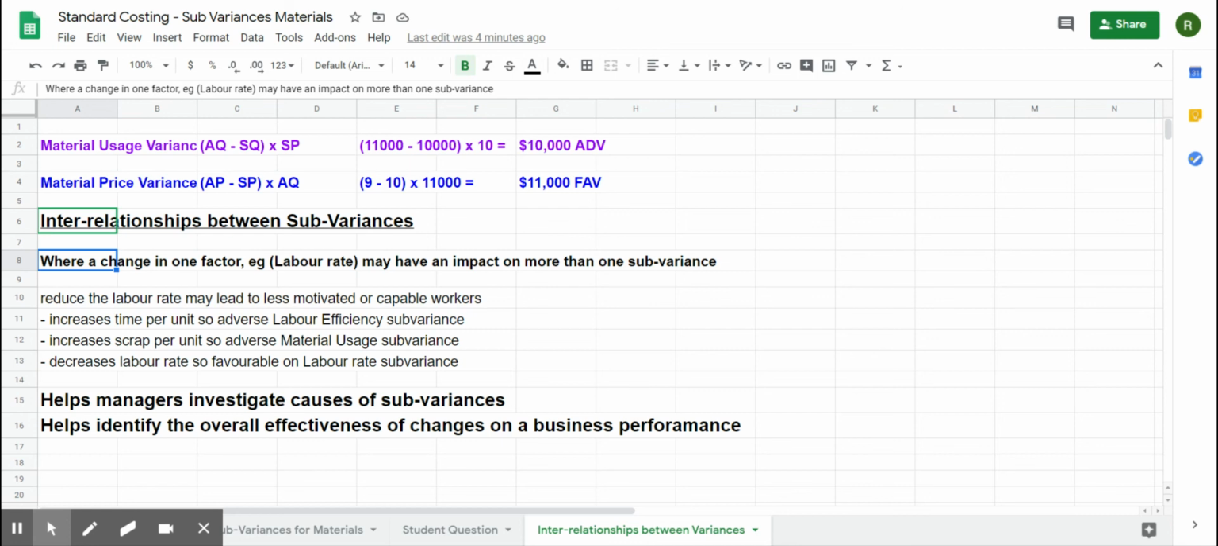And vice versa, if the labour efficiency and material usage subvariances were greater than the impact on the labour rate subvariance, then we would probably see it as a negative thing. So doing this helps managers investigate causes of subvariances. What are the possible reasons why my labour rate subvariance is positive or negative? And it also helps identify the overall effectiveness of changes on a business performance.